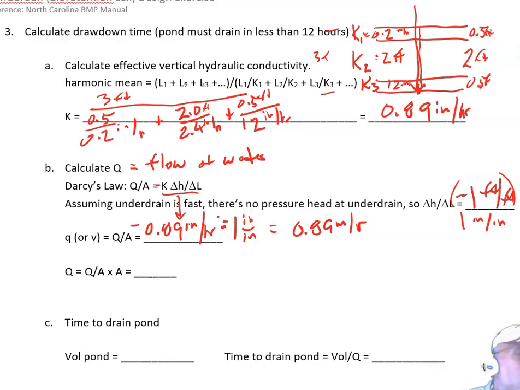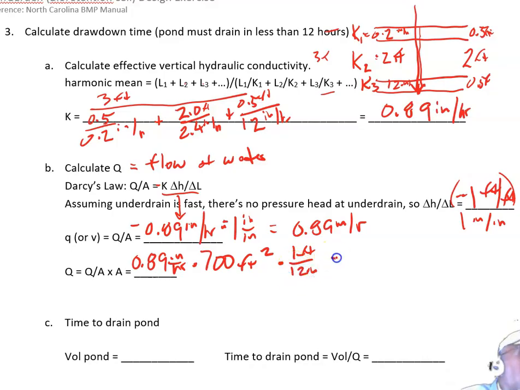So then the flow of water down through is the Q divided by A, 0.89 inches per hour, times the area. Remember, our area of ground surface that the water is going down through is 700 square feet. We've got inches there, feet there. How about we take that times 1 foot per 12 inches, equals 52 cubic feet per hour. By the way, that's 6.5 gallons per minute.